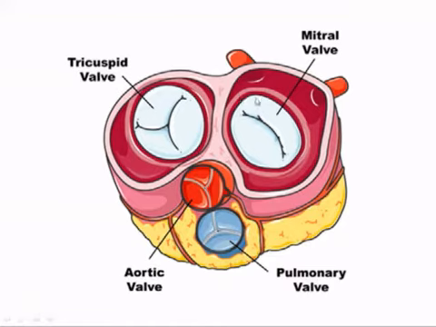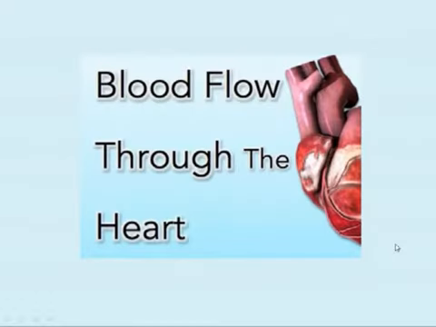Similarly, bicuspid valve or mitral valve is having two cusps, one here and other here. And if you look at the semilunar valves, they are all having a semilunar shape. That's why we call it as semilunar valve. So this is a brief idea about the heart valves, chambers and blood vessels.